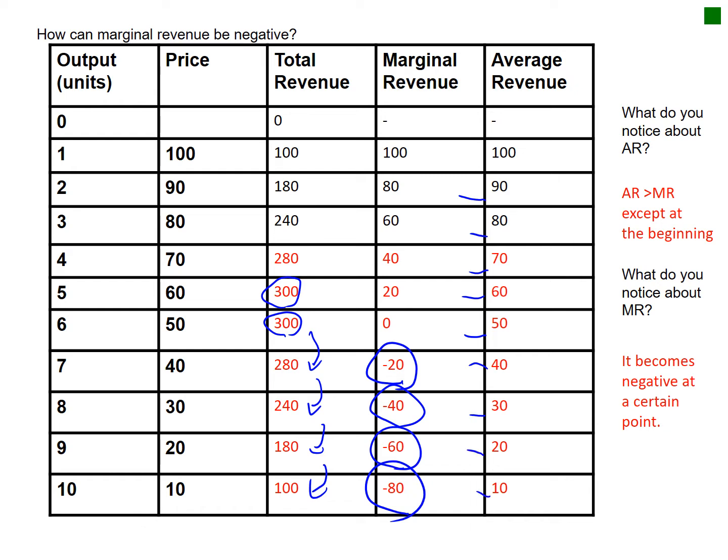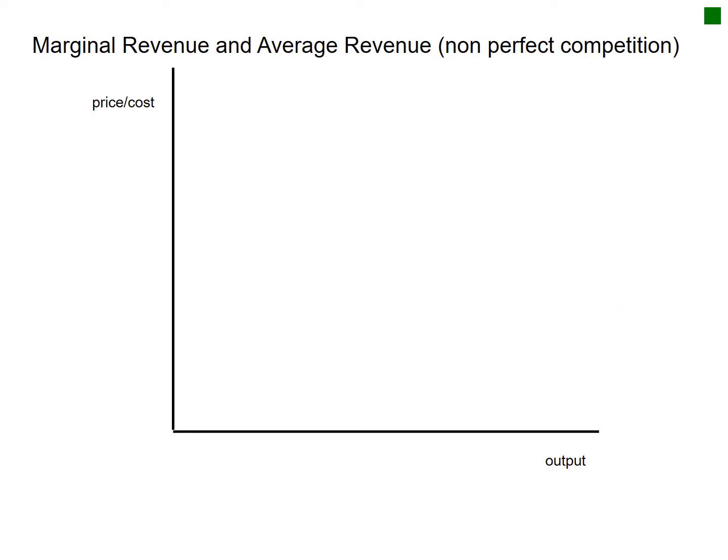So if we were to draw this, it would be at the right. The curve would be to the right of marginal revenue. So we have average revenue exceeds marginal revenue except at the beginning. And what you notice about marginal revenue is that it becomes negative at a certain point. So this will be important when we go to draw the diagrams, and when we go to draw the monopoly diagram. In fact, you will know all the pieces already of what goes into drawing a monopoly diagram.